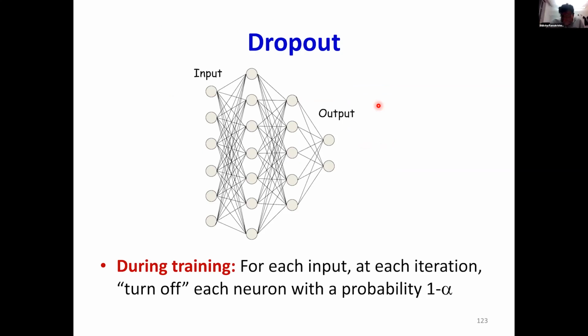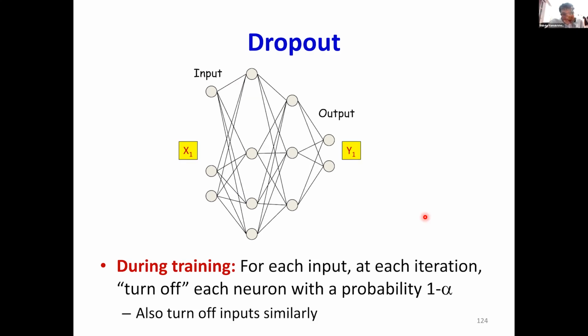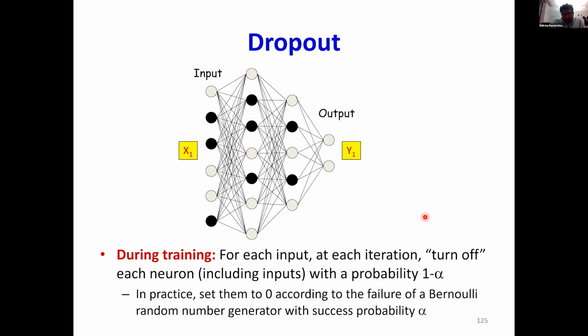Now, in our neural network, when you perform dropout, during training, for each input, at each iteration, you're going to turn off each neuron with some probability 1 minus alpha. So if this was your network, you're going to flip a coin whose probability of heads is alpha for every one of these neurons, including the inputs. If it comes up heads, you keep it. Otherwise, you delete it from the network. You don't actually need to delete it; you just set it to 0. In practice, you set it to 0 according to the output of a Bernoulli random number generator with success probability alpha. That's the equivalent of a coin flip with probability of heads alpha.